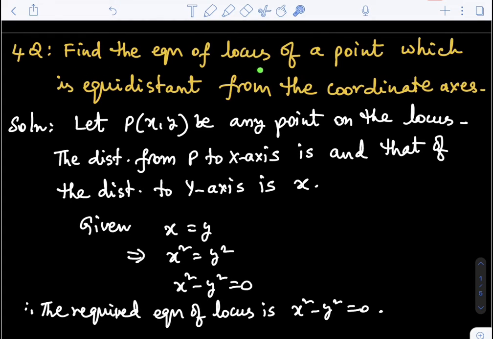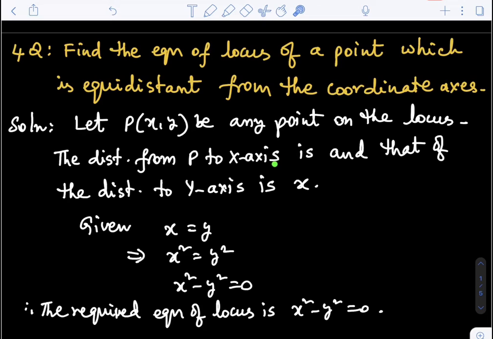Let me read the question. Find the equation of locus of a point which is equidistant from the coordinate axis. Here, to find the equation of locus, the first step is: let P(x, y) be any point on the locus. What is the geometrical condition given here? That point is equidistant from the coordinate axis.